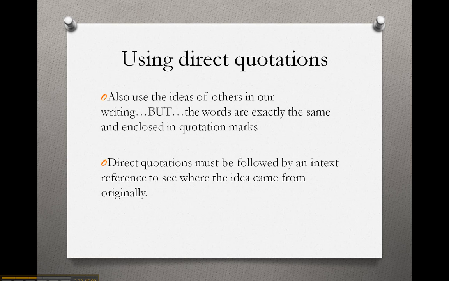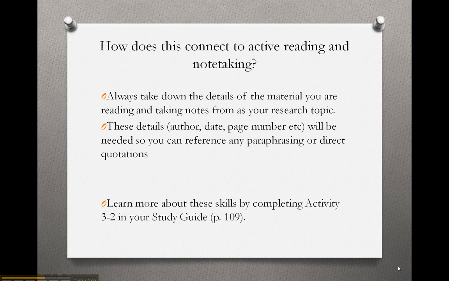So the same principle applies when you're using a direct quote. We can use the ideas and writing of other people from articles and other research, but when we use a direct quote we don't change any of the words, and if we do that we must use quotation marks around the words that we've taken from the original piece, and the direct quote must also be followed by an in-text reference. And you've seen examples of this happening in some of the model paragraphs in the study guide. Now you're going to start doing it for yourself.